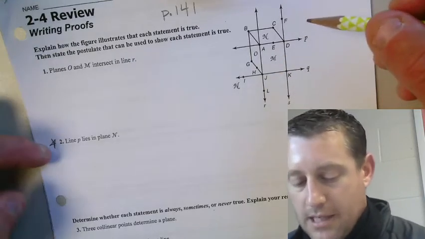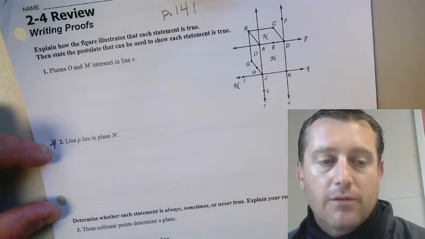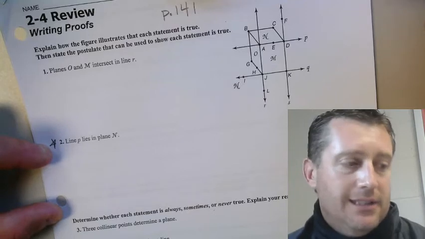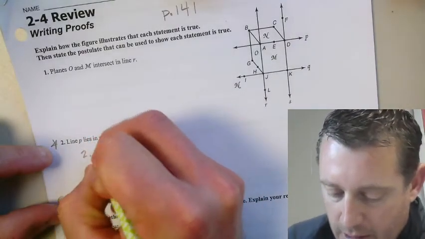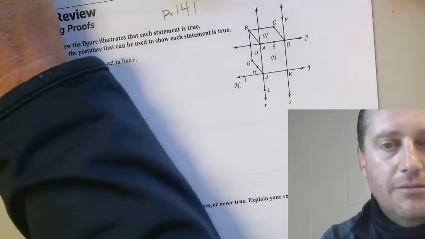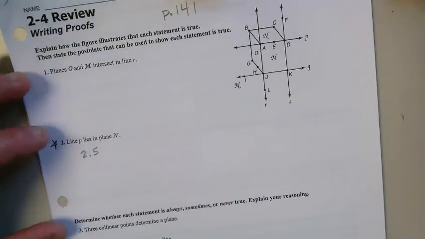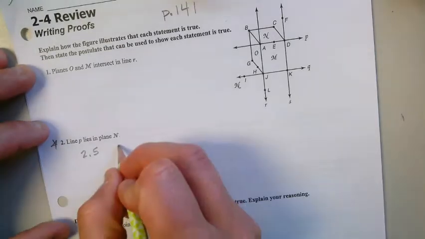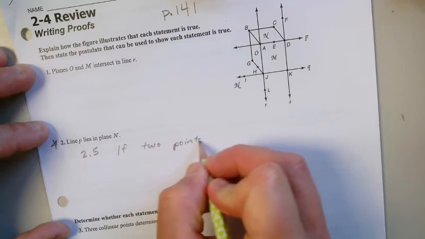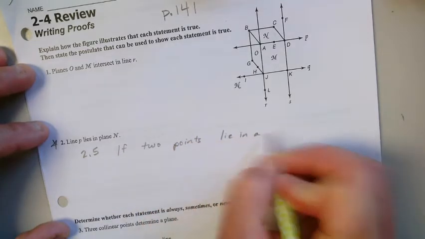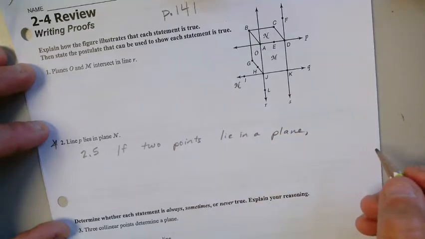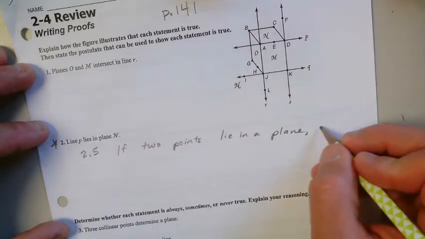So what I'm going to do is I look down through my notes through page 141. I guess the postulate that sticks out to me is 2.5. Okay, and 2.5 reads this: if 2 points lie in a plane, then the entire line containing those points lies in that plane.